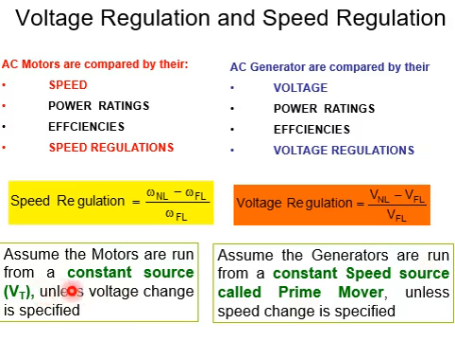So assume the motors are run from a constant source Vt unless the voltage change is specified. In the case of generators, they are run from a constant speed source called a prime mover unless speed change is specified.